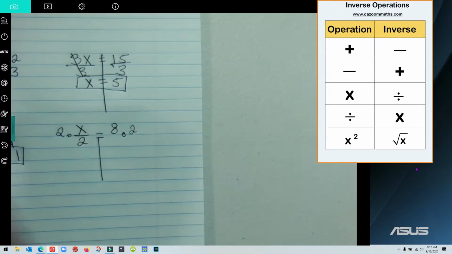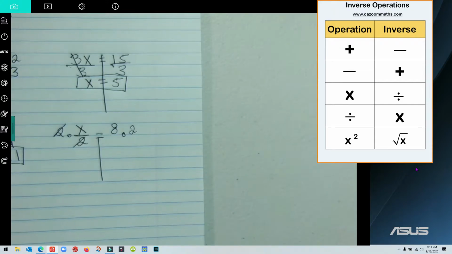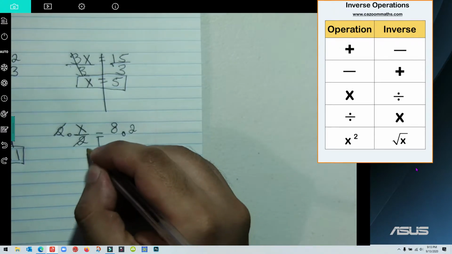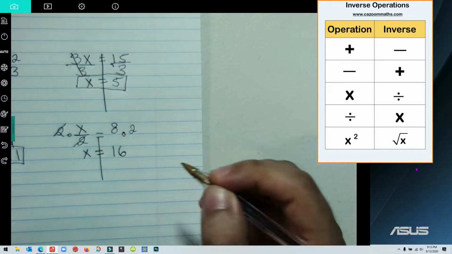All right, that probably should have been a little higher up. Anyways, these guys, since they're opposites of each other, they're inverses of each other, they reduce to a 1, they're gone, and I'm left with x is equal to 16.